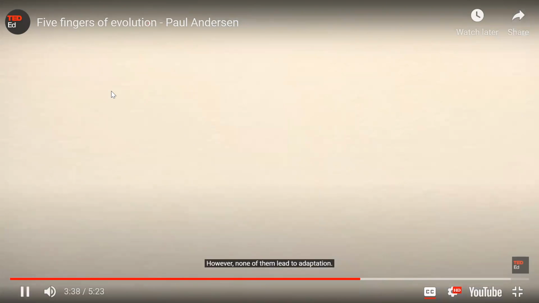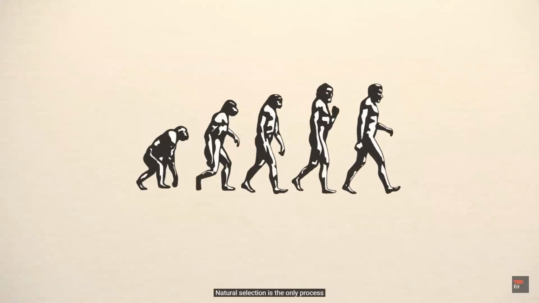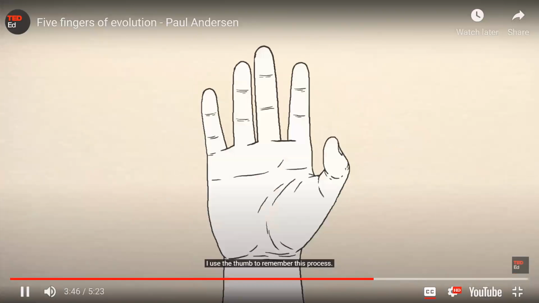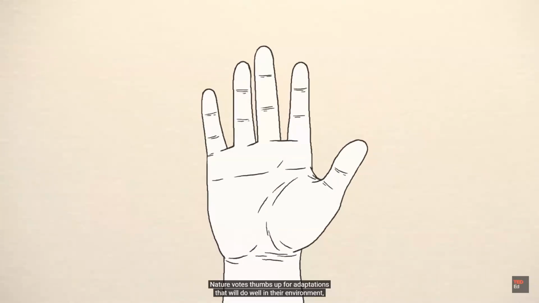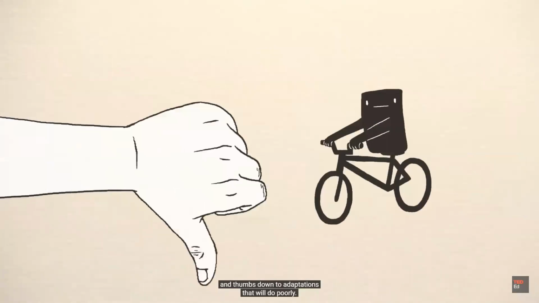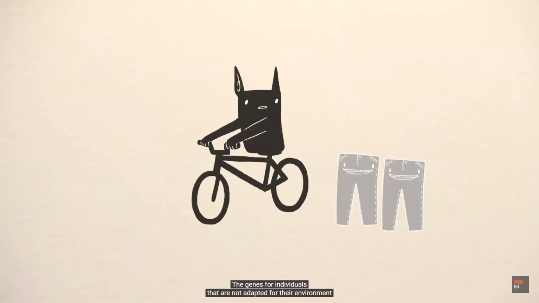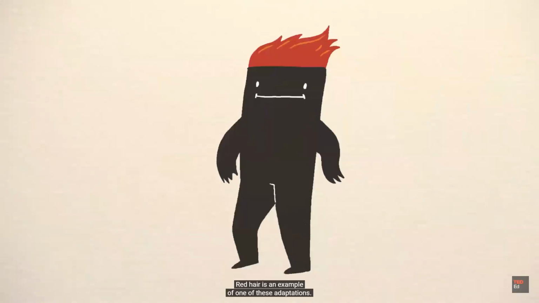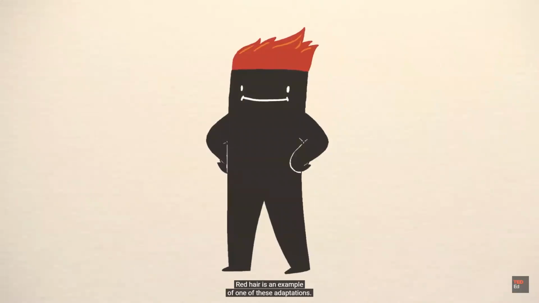However, none of them lead to adaptation. Natural selection is the only process that creates organisms better adapted to their local environment. I use the thumb to remember this process. Nature votes thumbs up for adaptations that will do well in their environment and thumbs down to adaptations that will do poorly. The genes for individuals that are not adapted for their environment will gradually be replaced by those that are better adapted. Red hair is an example of one of these adaptations.